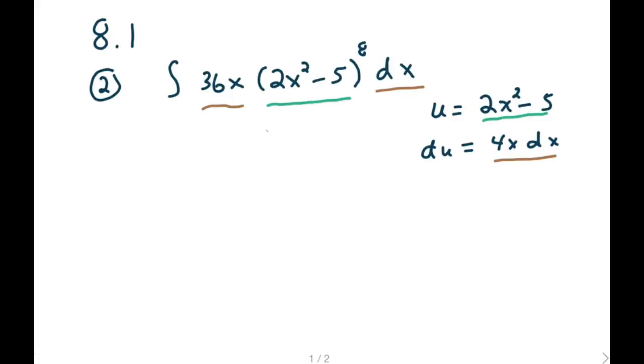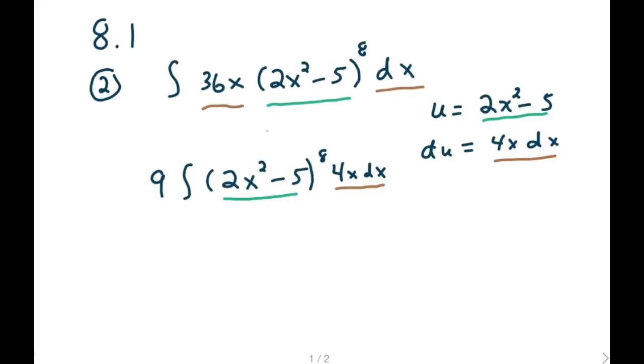If we let u equal 2x squared minus 5, the derivative of that is 4x dx. And this problem is almost set up perfectly. We certainly have the 2x squared minus 5. Now, we need 4x dx, and we have 36. But we can take care of that pretty easily.